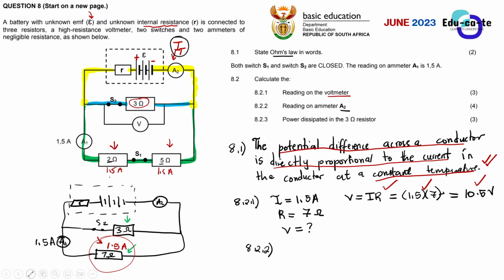Essentially, if I want to make a formula, the current through ammeter A2, that is the total current, will be equal to the current through this 3 ohms resistor plus the current through this combination. Remember, this combination is in series, so they receive the same current, which is 1.5 amperes. I'll just call it the current through the 2 and 5 ohms resistor. When we add them together, we're going to get the total current. Why should we get the total current?